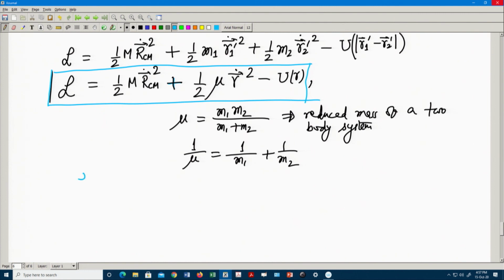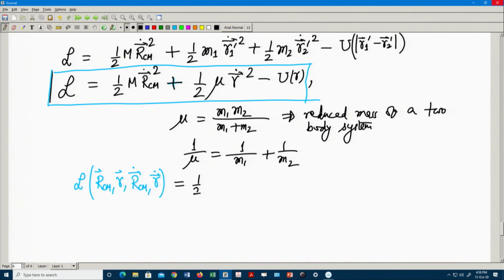So, Lagrangian is a function of RCM, R, RCM dot and R dot. That is what it is. But you see RCM dot appears, but RCM does not appear in the expression. So, RCM is a cyclic or ignorable coordinate.